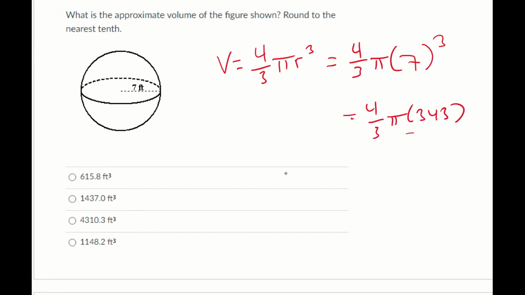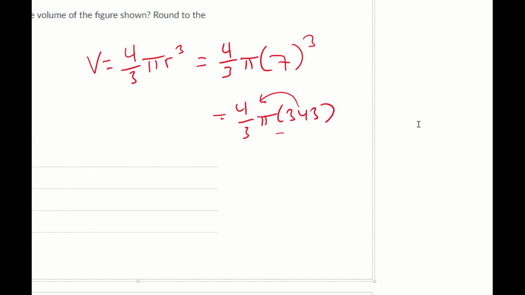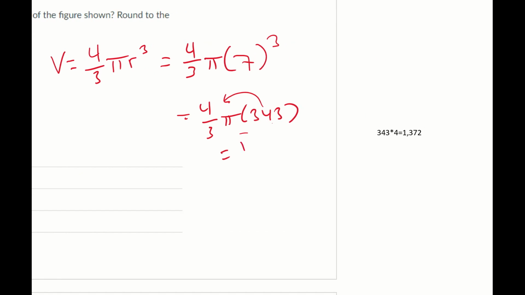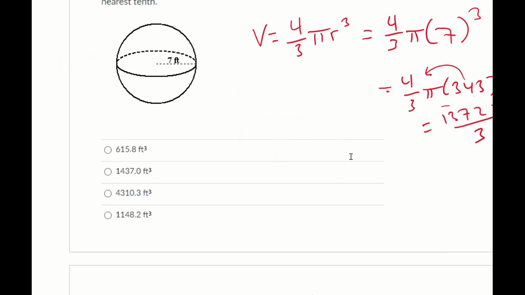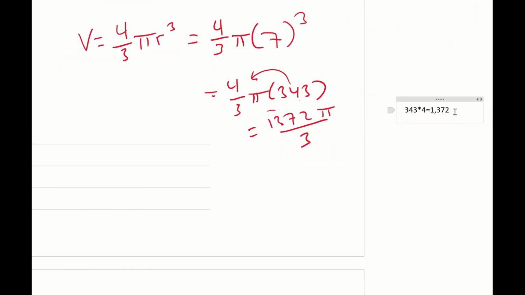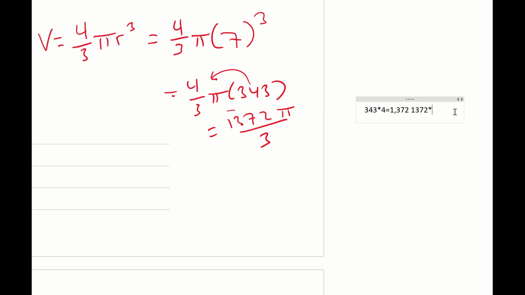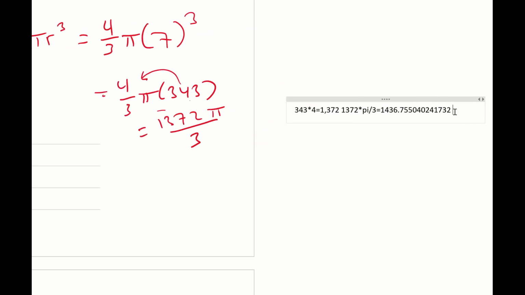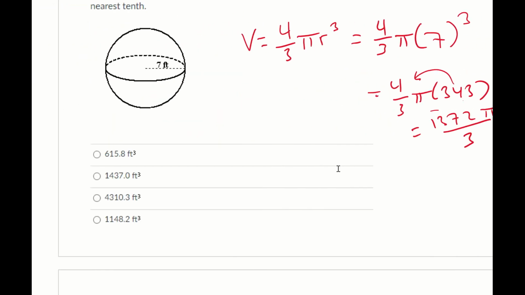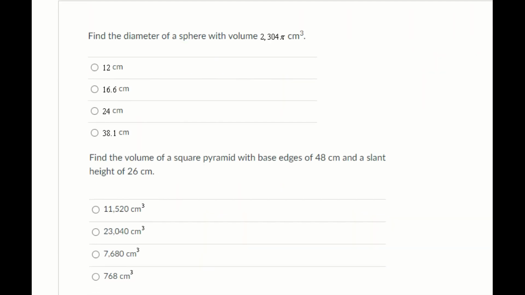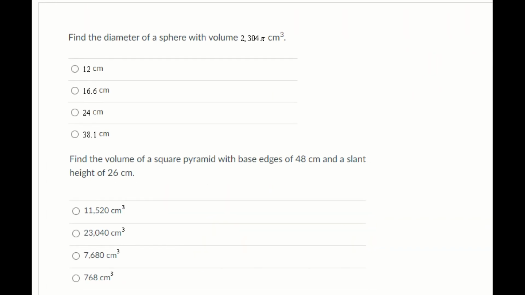So you got 343 divided by 3. You could multiply this by 4 and then divide by 3. So 343 times 4 is 1372. So we got 1372 pi over 3. And then we could just plug it in the calculator and see what we get. So we got 1372 times pi divided by 3. So about 1437 feet cubed.